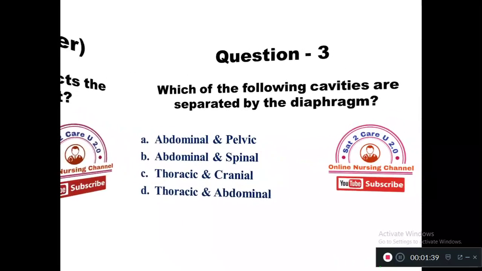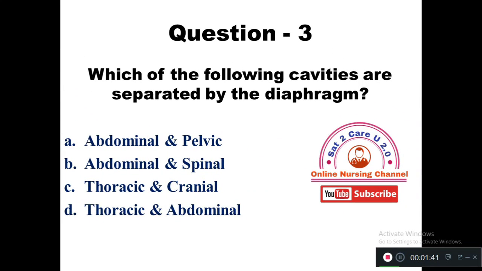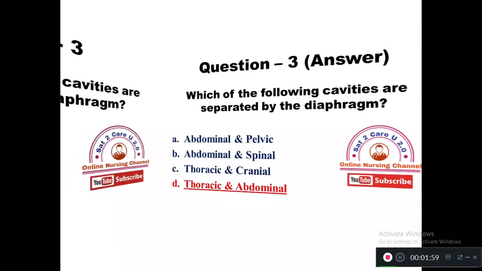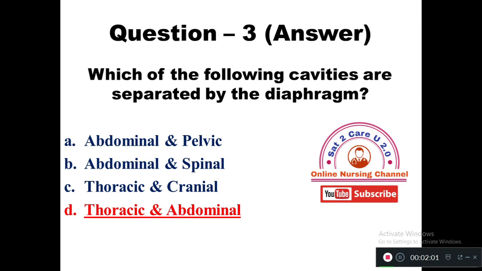Question number 3. Which of the following cavities are separated by the diaphragm? A. Abdominal and pelvic, B. Abdominal and spinal, C. Thoracic and cranial, D. Thoracic and abdominal. The two cavities which are separated by the diaphragm are in option D, thoracic and abdominal cavity. So option D is right.